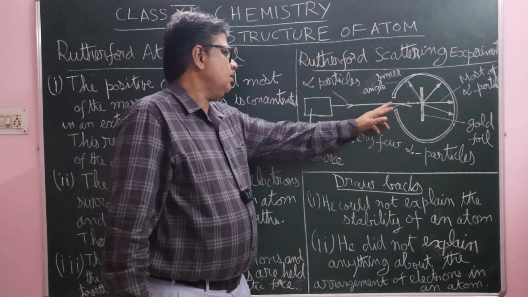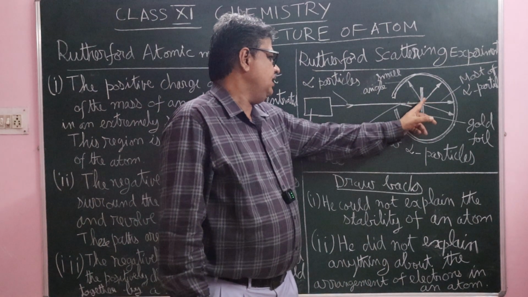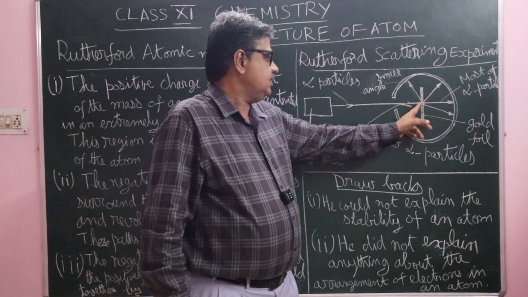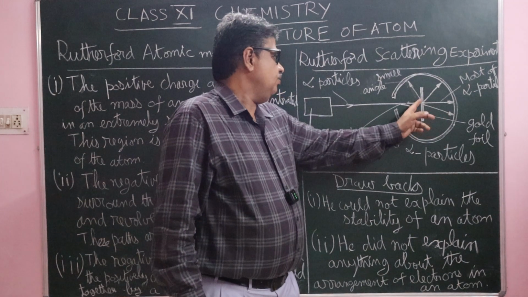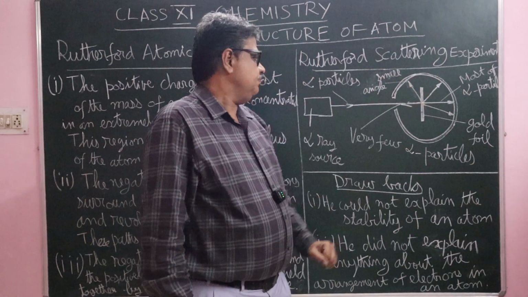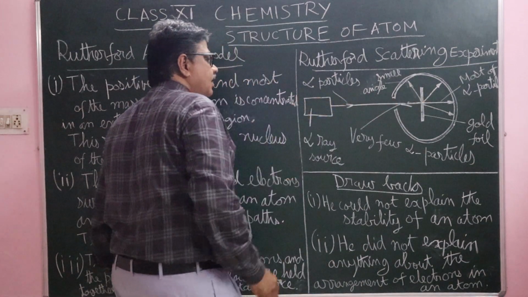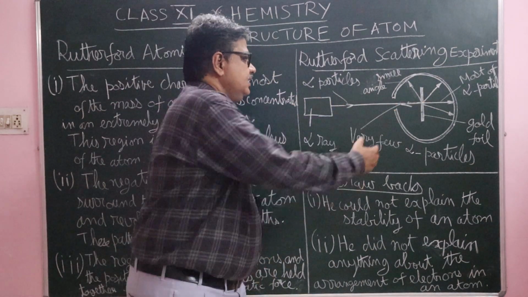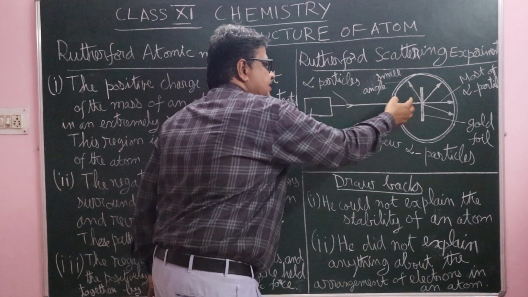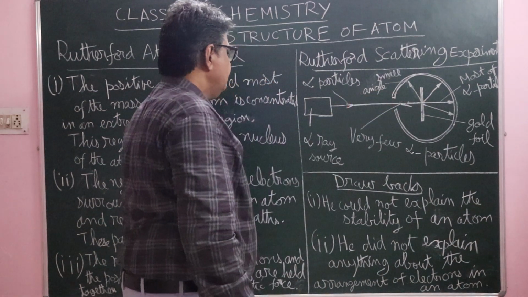Some alpha particles are deflected at small angles. See here, this is one alpha particle which is deflected like this. Here is another alpha particle which is deflected. Therefore, some alpha particles are deflected at small angles, and very few alpha particles are deflected back, almost at 180 degrees, in this direction.